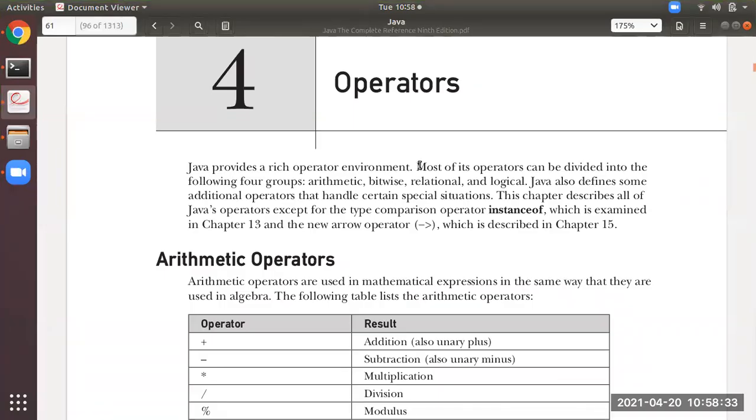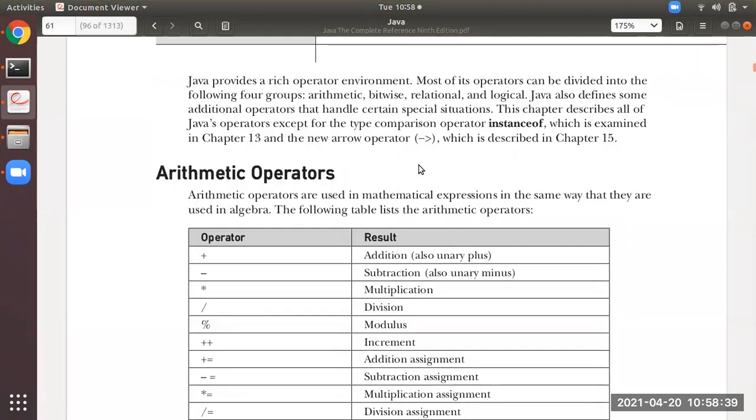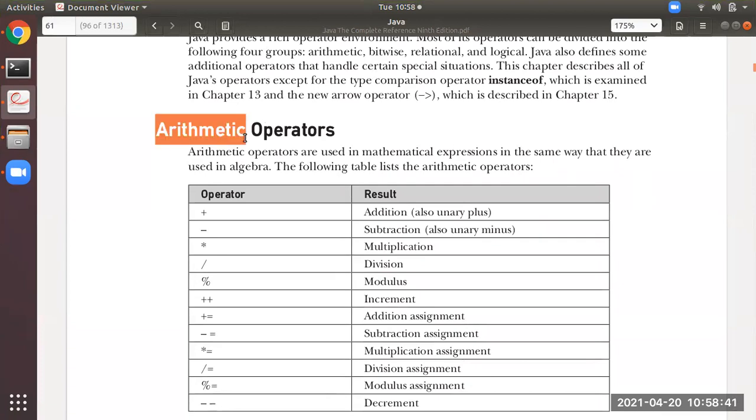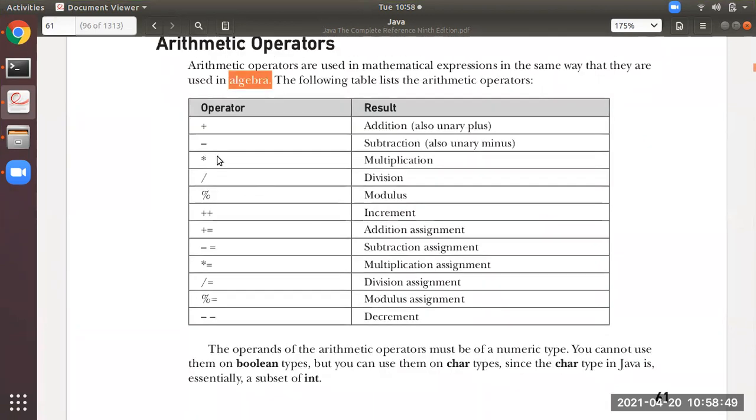The next concept is operators. Okay. So arithmetic operators, the first topic in operators in Java, are used in mathematical expressions in the same way that they are used in algebra. Okay, this is the table: plus, minus, asterisk, division, modulo, and so on till minus minus, decrement.